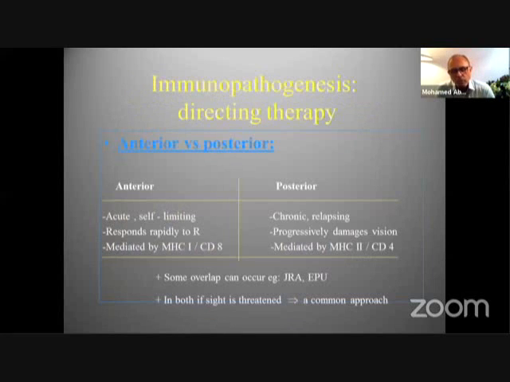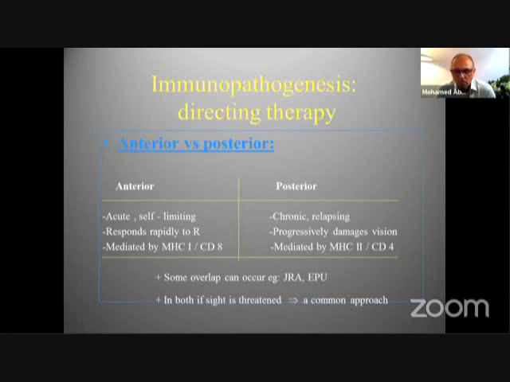The third question, whether this condition is an anterior uveitis with some spillover into the posterior segment, or whether it's a posterior uveitis. These are two different diseases altogether. Mostly anterior uveitis is acute, self-limiting, and responds rapidly to treatment, and even the immunopathology is mediated by MHC class 1, CD8 type of reaction, whereas posterior is chronic, relapsing, progressively damages the vision, and is mediated by major histocompatibility antigen class 2 with CD4 kind of reaction.